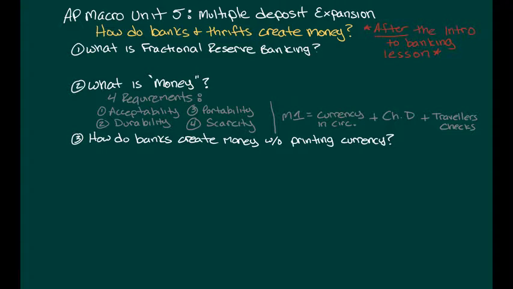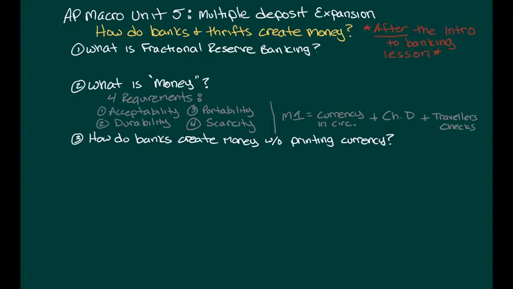The way that I like to talk them through it is we first talk about what the requirements are for something to be considered money. And then we go about figuring out how the Federal Reserve actually calculates the money supply, which is going to help us to understand multiple deposit expansion. So there's basically 4 requirements for something to be money.